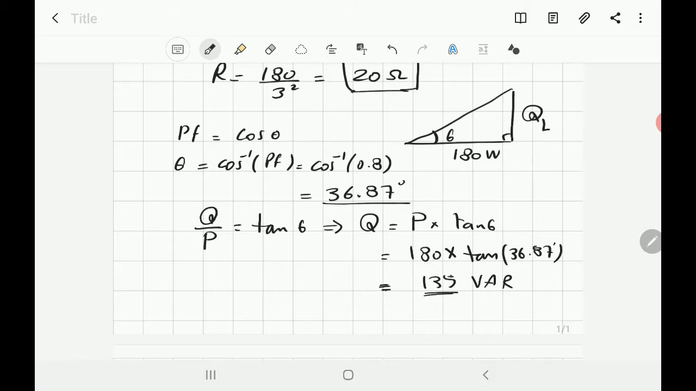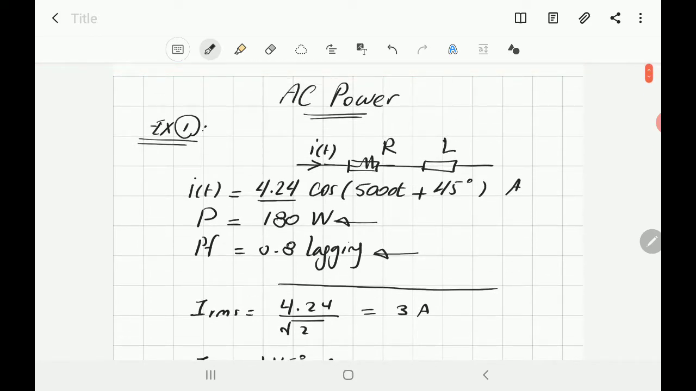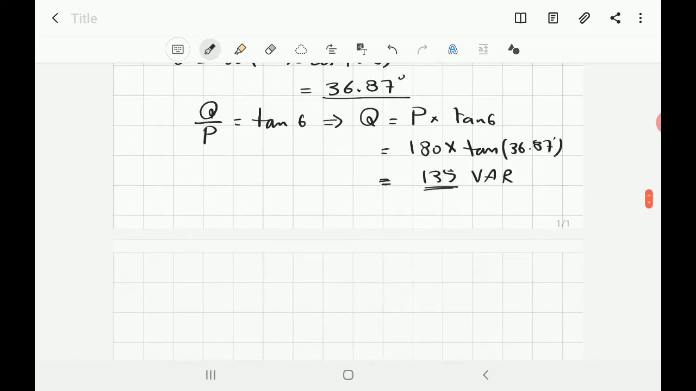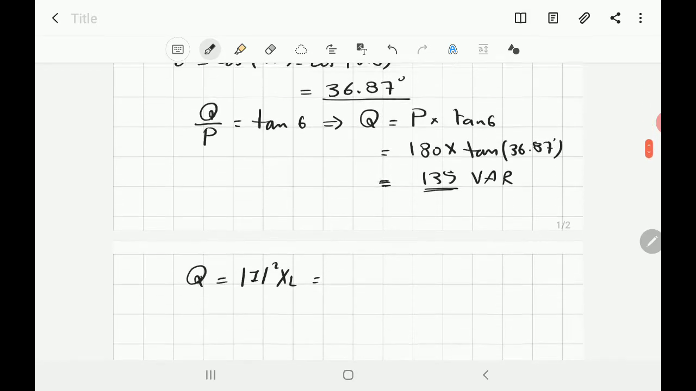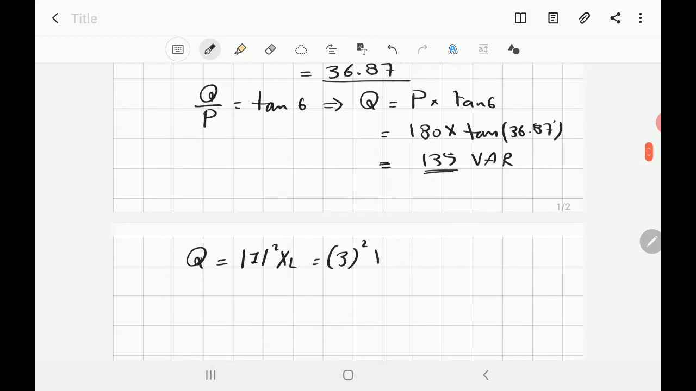Once we found Q, we can find XL because the relationship between Q and XL is Q is equal to I squared XL, and I, we found, is equal to 3 ampere. So you get 3 squared times XL equal to Q, which is equal to 135. So XL will be equal to 135 divided by 3 squared. That will be equal to 15 ohm. So XL is equal to 15 ohm.